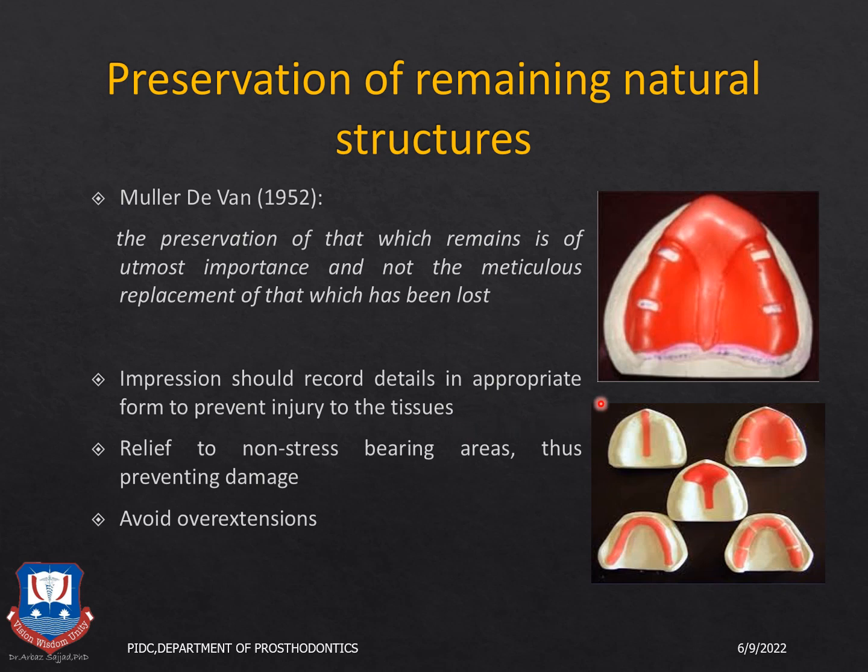The impression should record the detail in an appropriate form to prevent injury to the tissues. Relief, as you can see here, as I always tell you, a double relief should be provided over the incisive papilla, the mid-palatal raphe, and if you have extensively fibrous and prominent rugae over here. So relief by using a selective spacer is needed in the special tray or the custom tray to get accurate impressions for complete denture fabrication. You should avoid overextensions of the peripheral border areas.